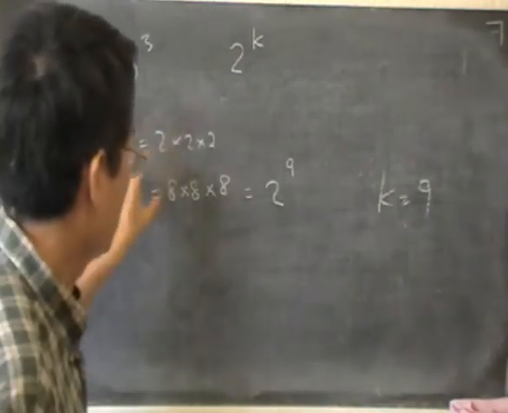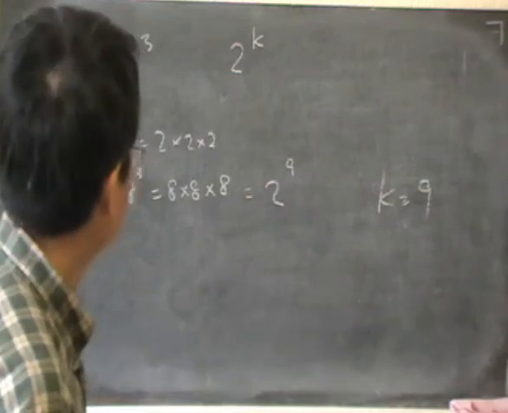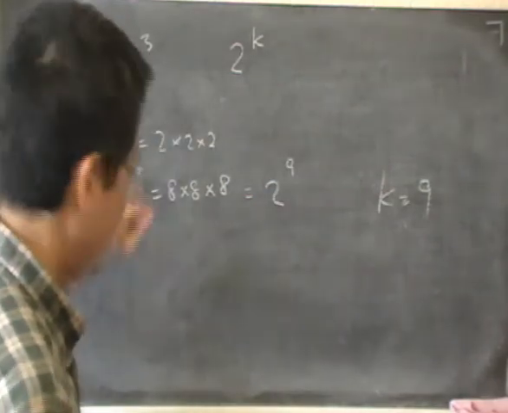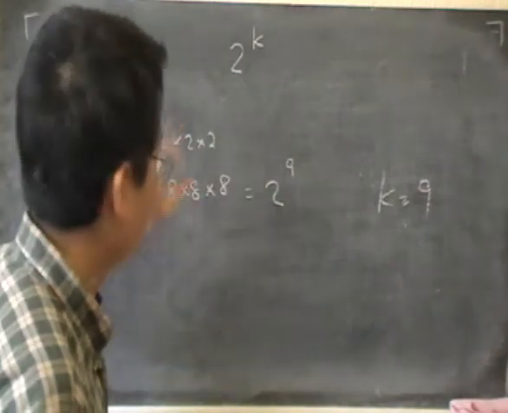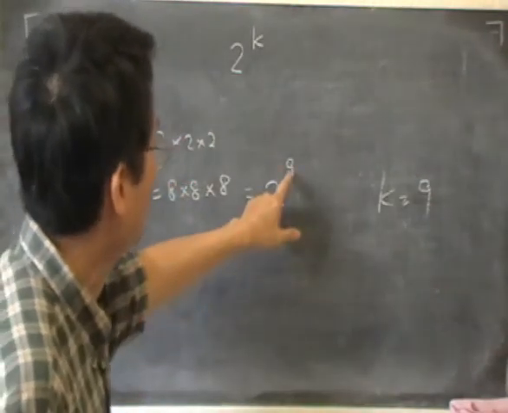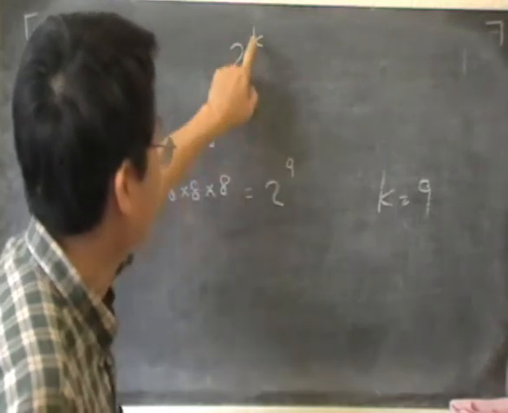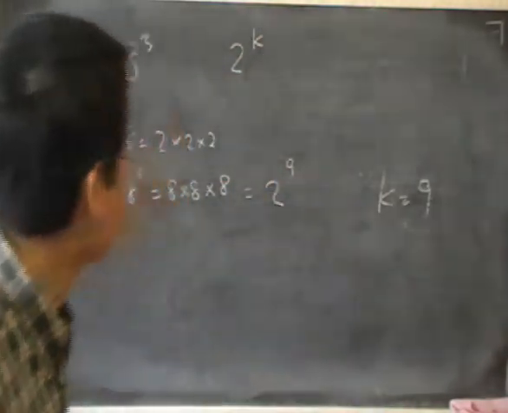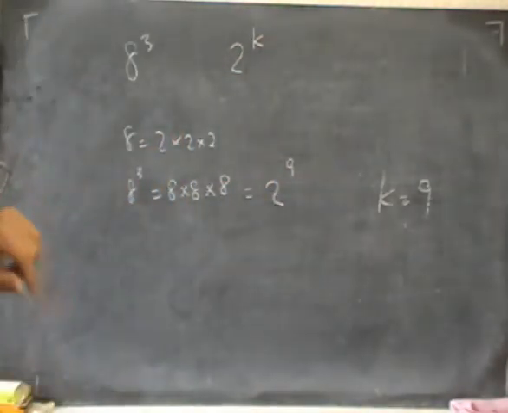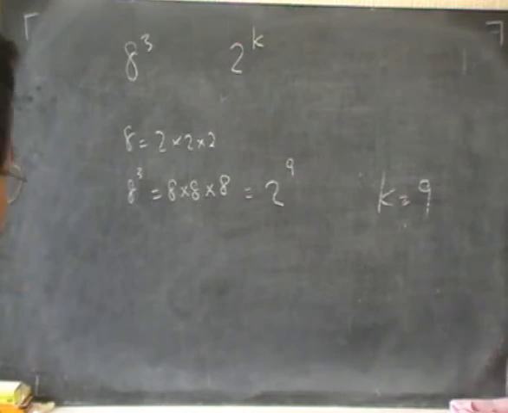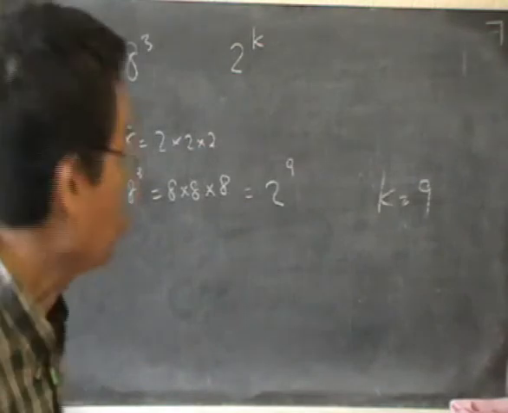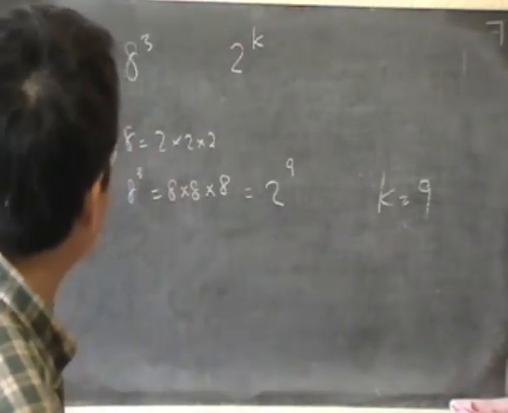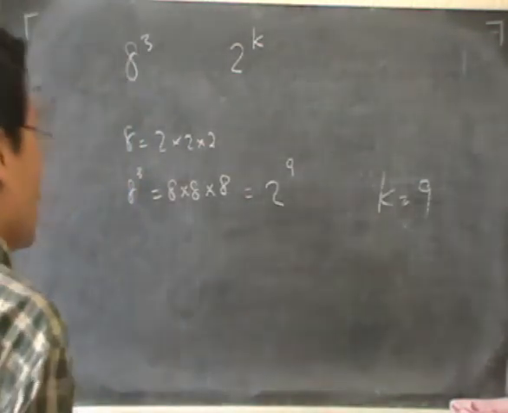You just write out all the factors of each of these 8 and 8 cubed, and then you count the total number of factors of 2 and you compare the powers 9 and k, and so k must be the same as 9. Now there's a quicker way to do it, but as you get familiar with the powers, you're dealing with powers like that.